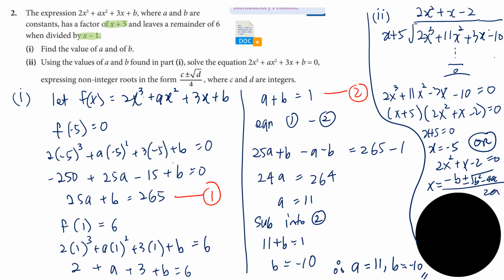You look at the question. Do you realize the question already gave you the hint? The question says leave in non-integer roots. Doesn't this look like your quadratic formula form? Yeah? Something plus minus square root over something. So this is a hint to tell you that you can use your quadratic formula. Okay? So can I leave this to you? You finish this up?